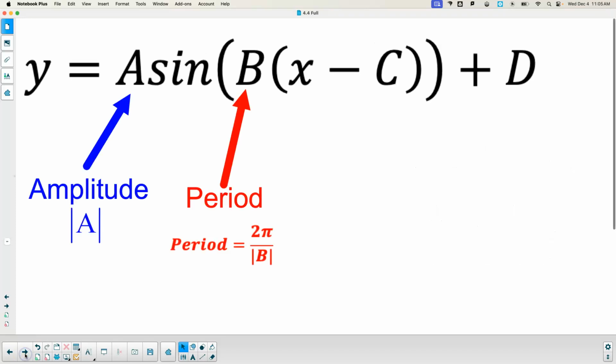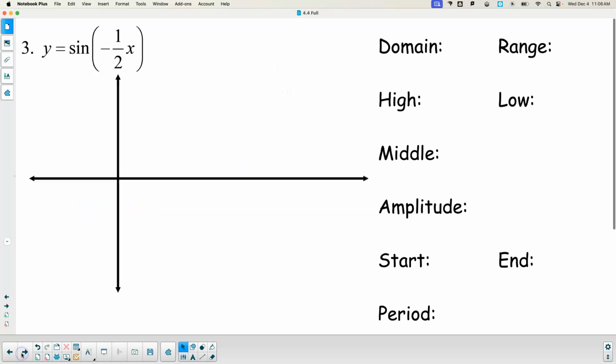Let's do this. Okay? So yesterday we learned that the A part was the amplitude. The B part was the period. So the amplitude was the vertical stretch from yesterday. Vertical stretch, vertical shrink. And then the B is the horizontal stretch, the horizontal shrink. Okay? So that was from yesterday.